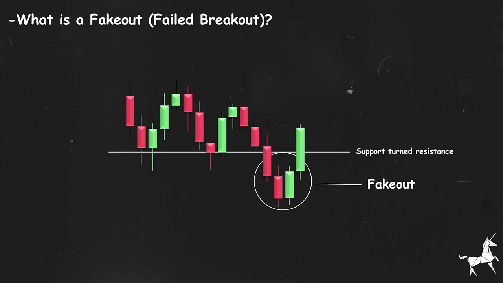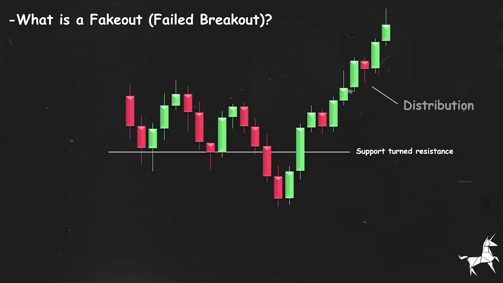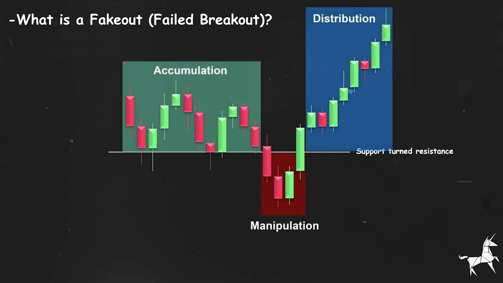A fakeout signals that the breakout was not genuine and was engineered to sweep liquidity below the range while inducing breakout sellers into the market. Once smart money has collected enough liquidity, it's usually followed by a sharp move in the opposite direction. This is known as the distribution phase. The distribution phase is when we open our trades. As smart money traders, we aim to enter the market after stop losses have been triggered. So basically, here we have accumulation, manipulation, and distribution.